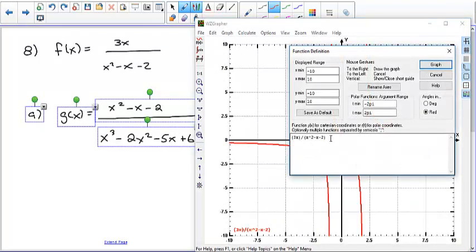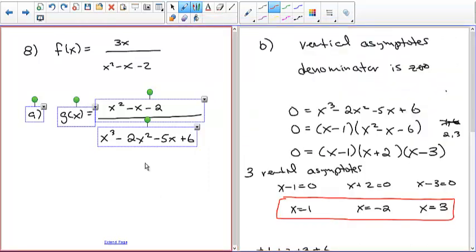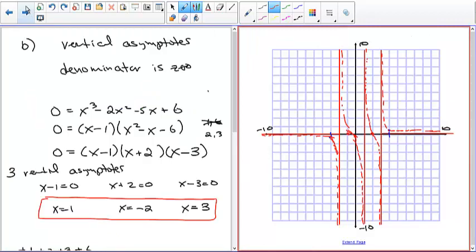So what we're going to have is x squared minus x minus 2, all divided by x cubed minus 2 times x, 2x squared minus 5x plus 6, close parenthesis. Graph this thing. There it is. Okay, so let's get it so we can see what this thing looks like.